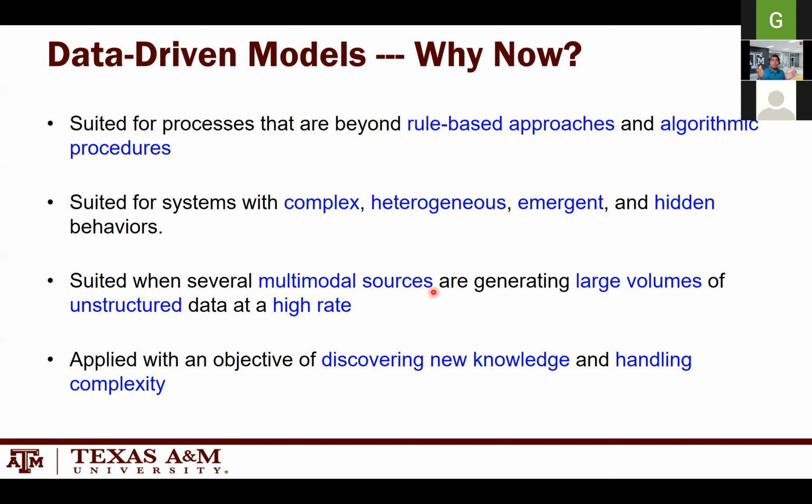But when you have multimodal sources that are generating large volumes of data, especially unstructured data, and they're generating at a very high rate. So this four combination in the subsurface world is relatively rare. But when we do DAS, DTS, these things, the DAS, DTS data becomes closer to these requirements. And finally, I use data-driven methods, machine learning, to discover new knowledge to handle complexity. With that, I'll move forward.